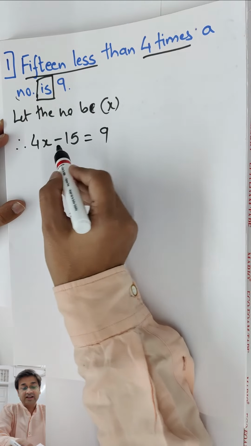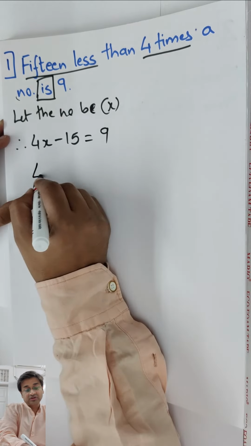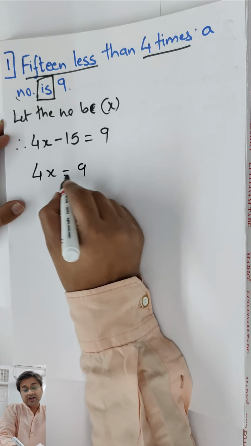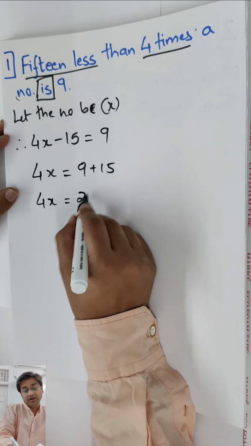So 15 less than 4 times a number is 9. Now let's solve this. 4x, 15 goes on the other side, so we know 9 plus 15, so 4x is equal to 24.